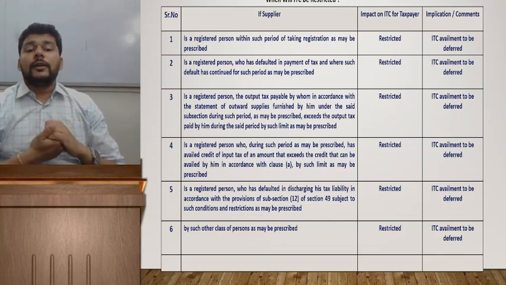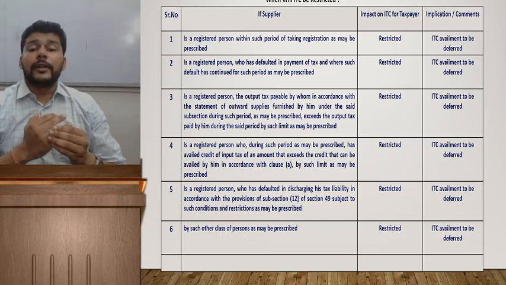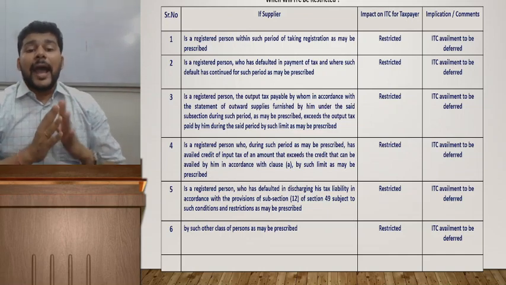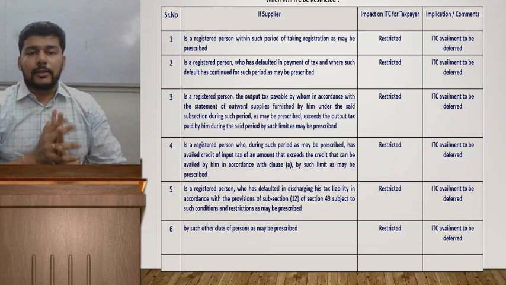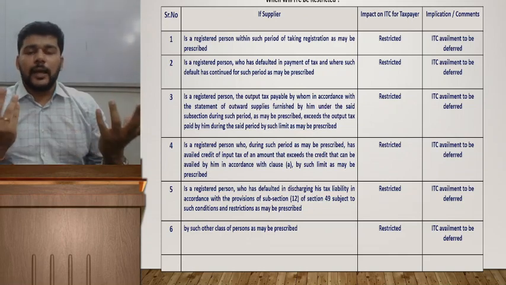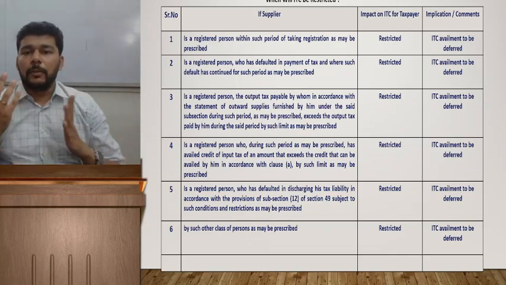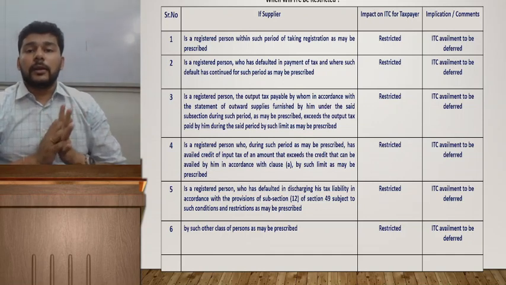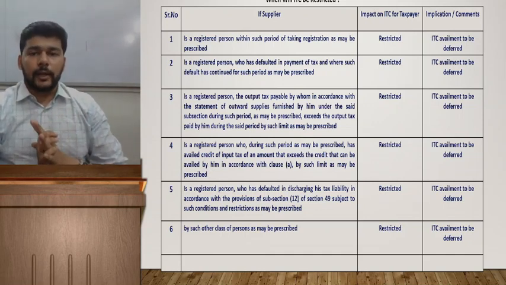Next, if the registered person has defaulted in discharging his tax liability according to the provisions of section 49(12), subject to conditions and restrictions as may be prescribed, wherever there is an issue about the tax payment of my vendor, I have a problem, as his credit will appear as restricted credit, and also for any other reason prescribed as per the rules and regulations.